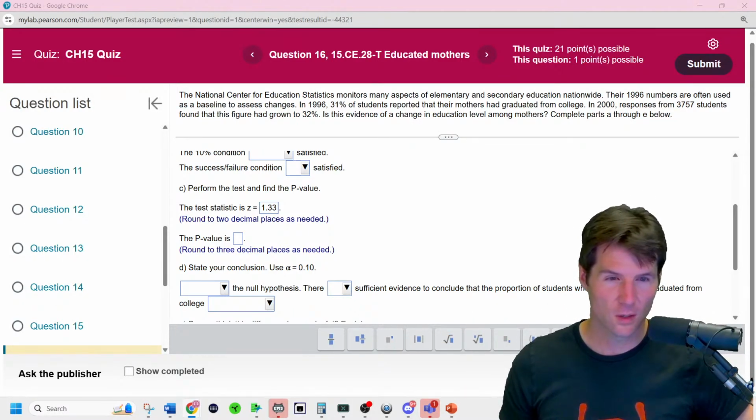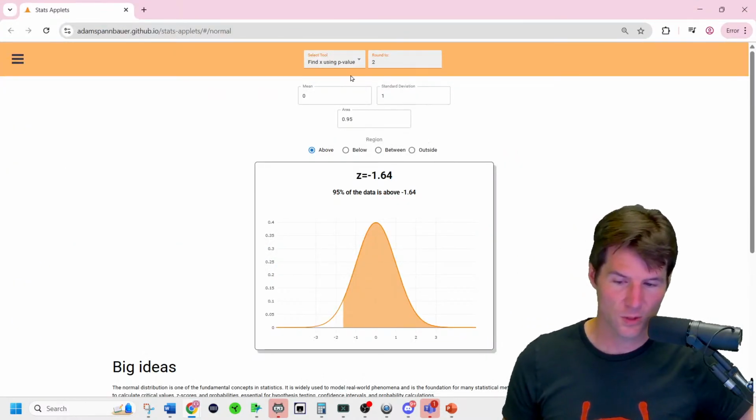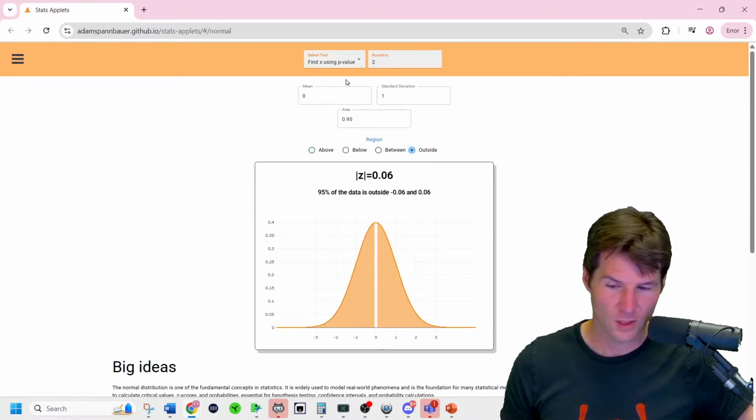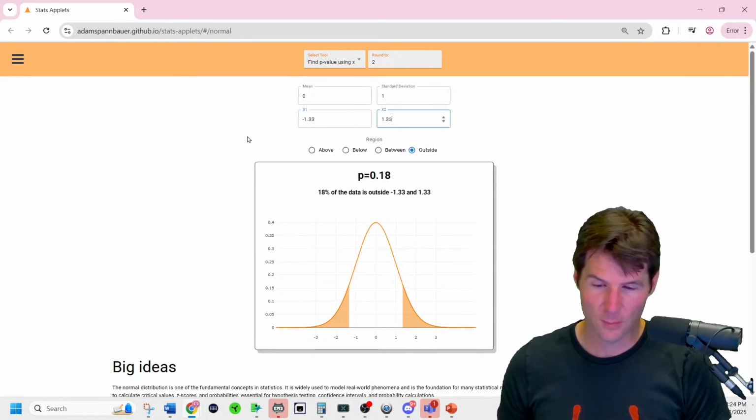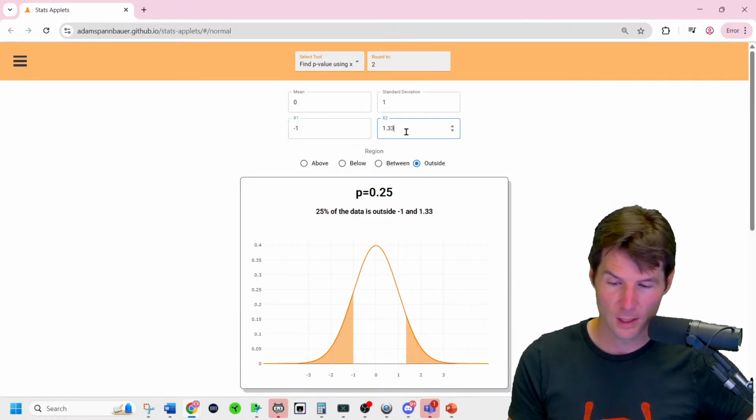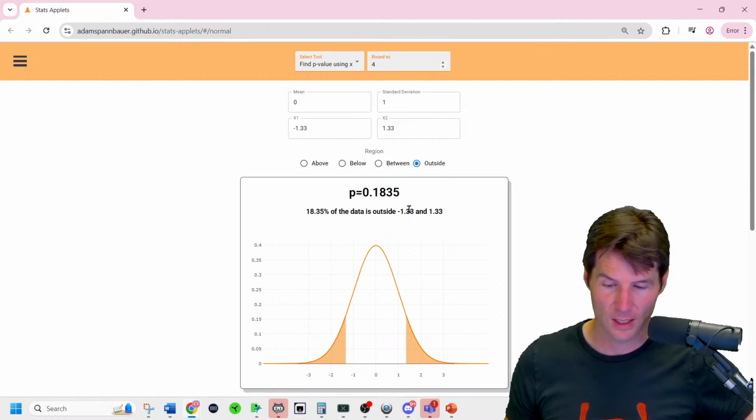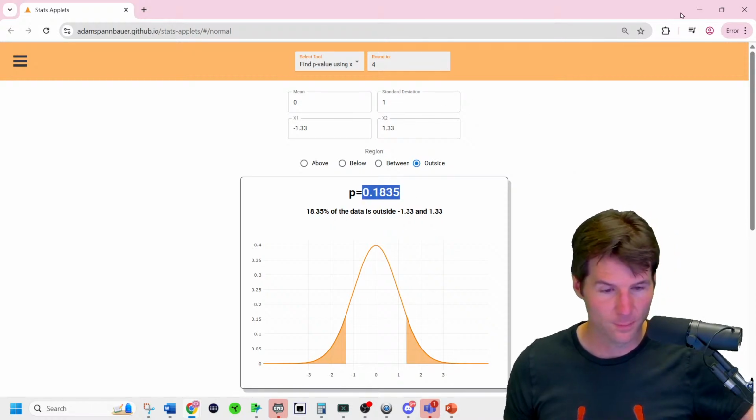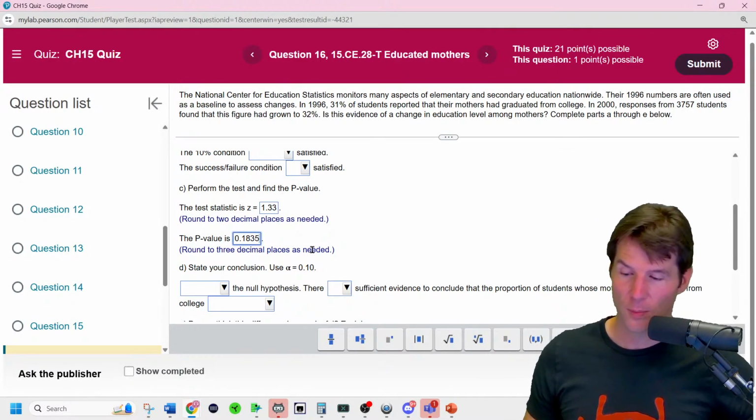So you just kind of think, like, what's this going to look like? Well, since we're doing the does not equal test, we have to go to the outside and find the p-value, and we enter in the negative version and the positive version. Remember, we said it's less than 32, because at 1 it would be 32, but we're further over on the curve, so it's going to be 0.1835. There's the p-value.